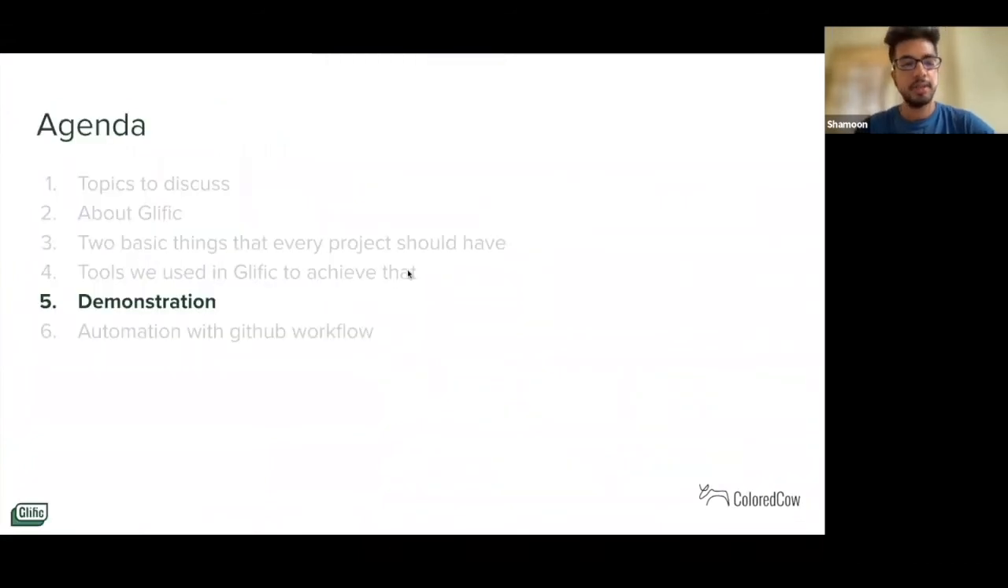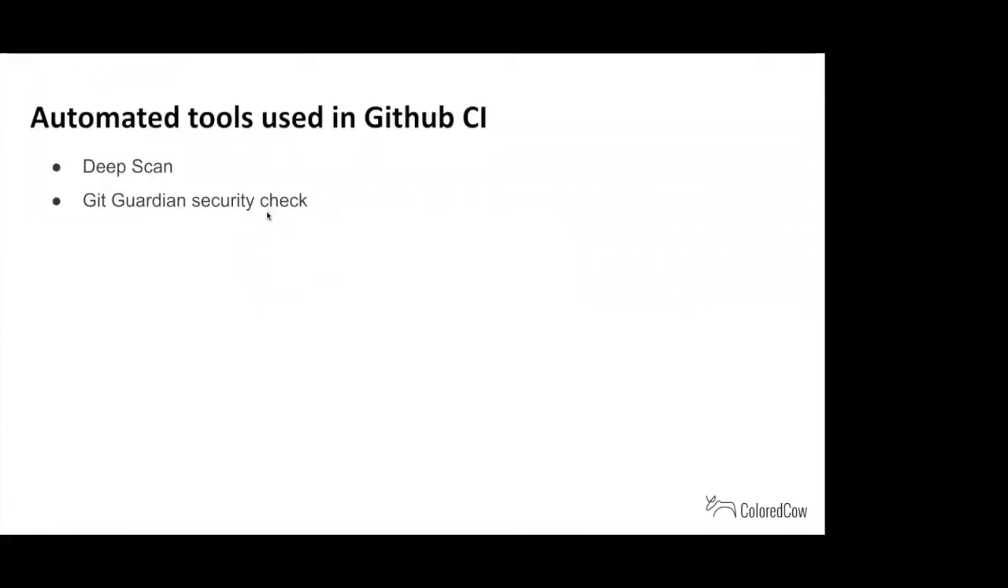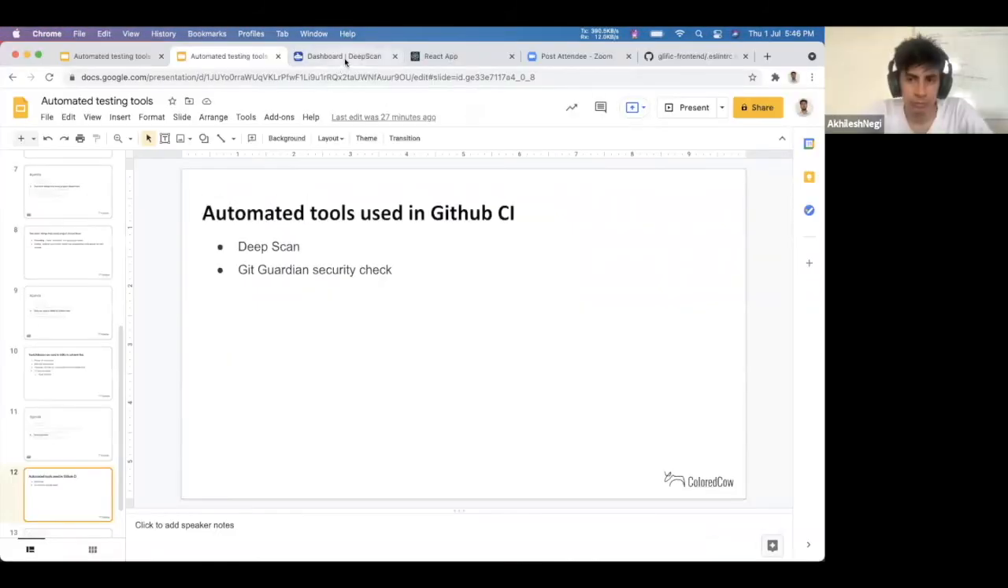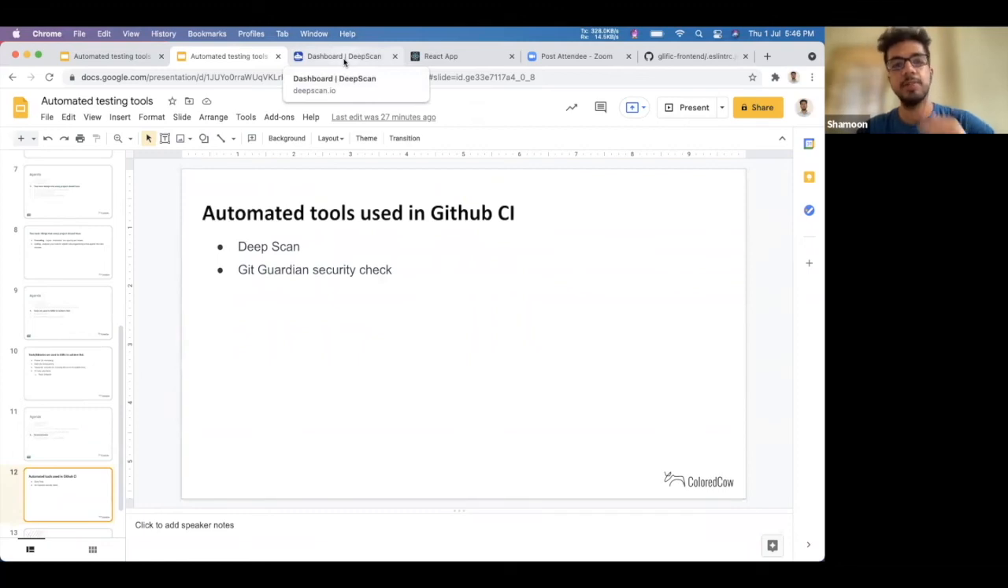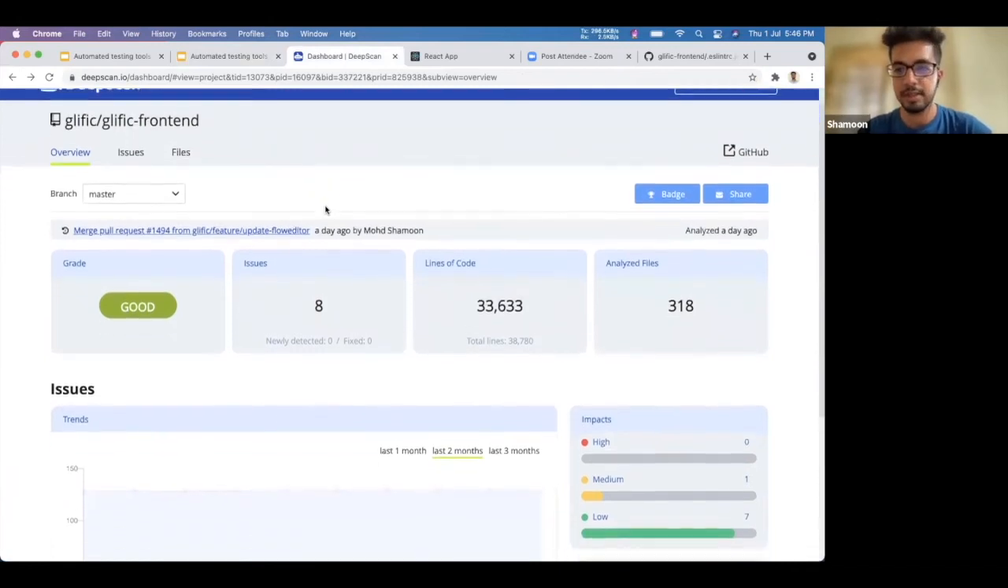So there are two other things that we did in the GitHub workflow in our front-end repository that help in writing more clean code. And I'll just show you one by one. First is the DeepScan. With DeepScan, what you can do is you can figure out, for a specific language, what are the errors that you made in the overall language. So it's free for open source.